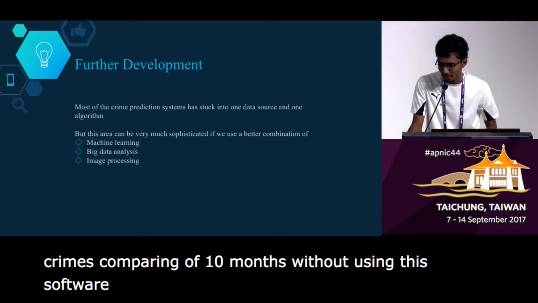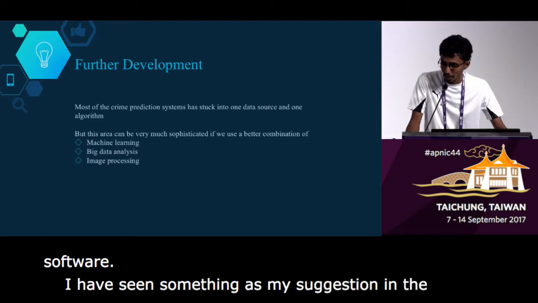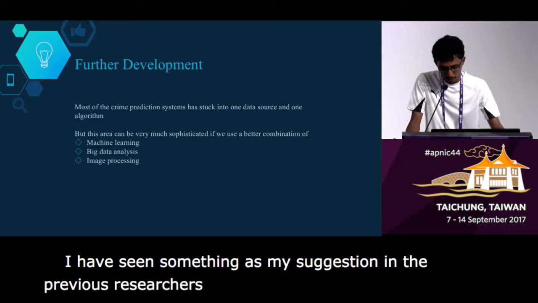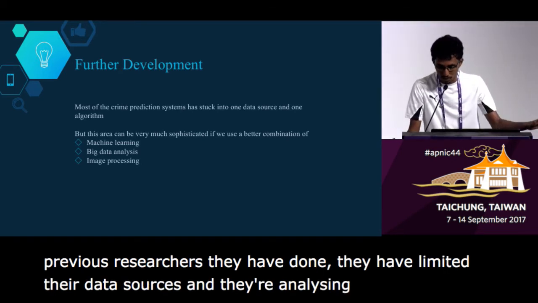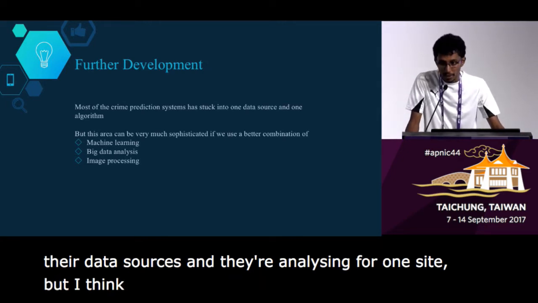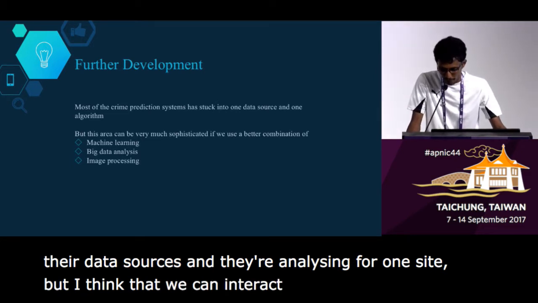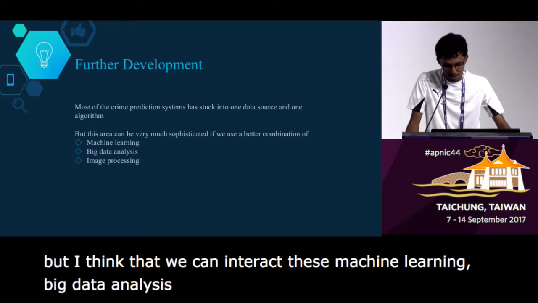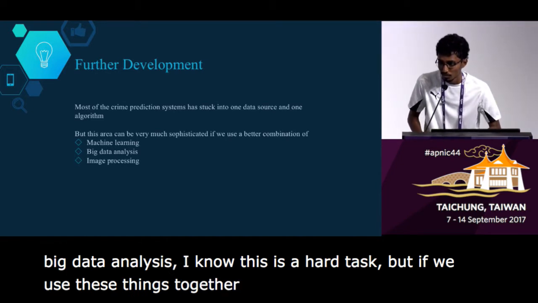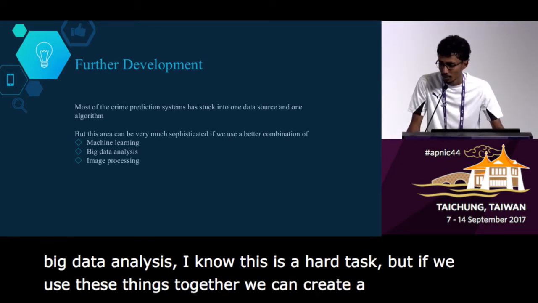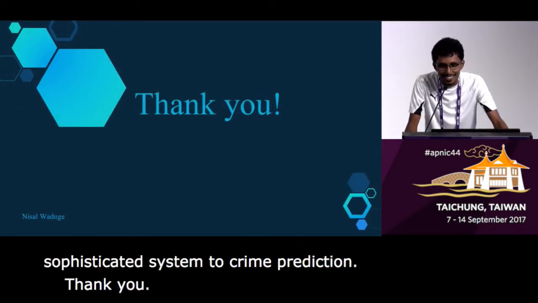This is my suggestion: in previous research, they limited their data resources and their analysis to one site. But I think we can integrate machine learning, big data analysis, and image processing. I know this is a hard task, but if we use these things together, we can create a more sophisticated system for crime prediction. Thank you. This is my presentation. Any questions?